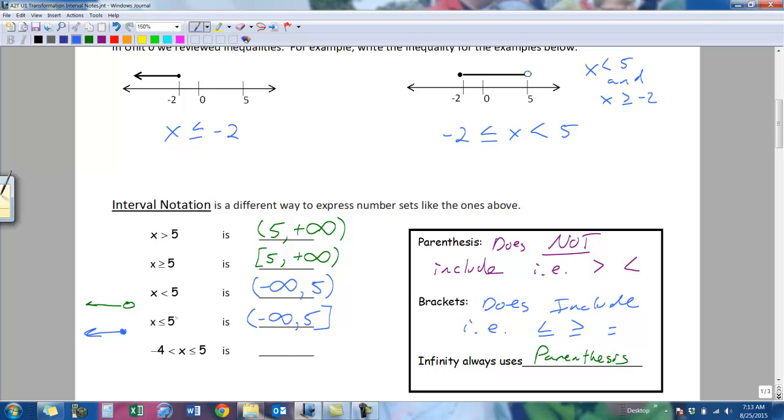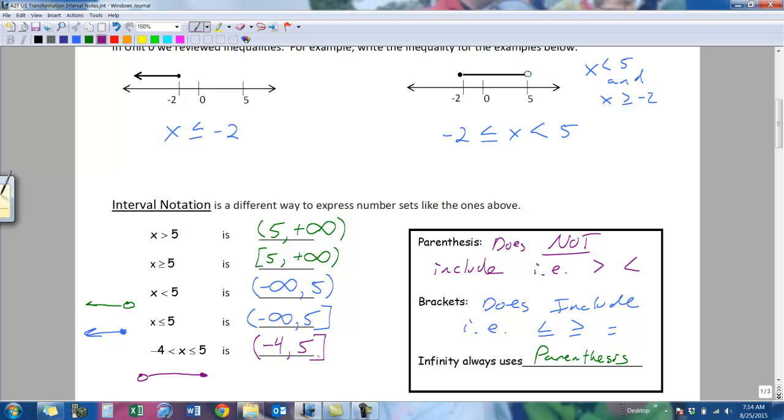Okay, now this one's a little bit different. This one, we're going from negative 4, open dot, to 5. That would be a closed dot. Looking like that, right? So we're starting at negative 4 and working our way up to 5. So negative 4 up to positive 5. At negative 4, are we including that? Nope. So it would be parentheses. What about the 5? The 5 would be a bracket.